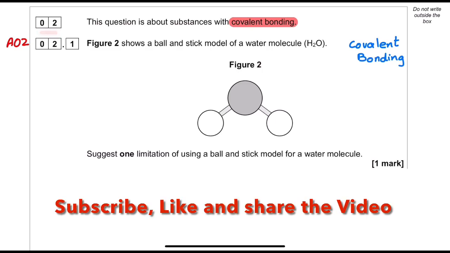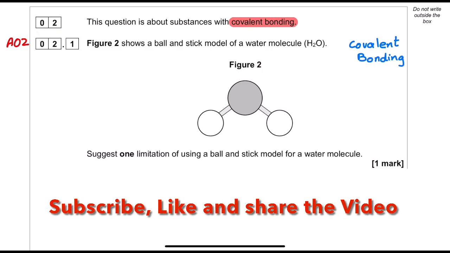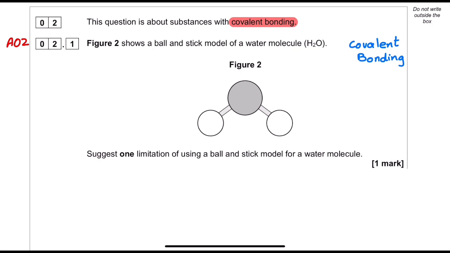Question number 2. This question is about the substances with covalent bonding. 2.1 is an A2 question. The student needs to apply their knowledge from covalent bonding. Figure number 2 shows a ball and stick model of a water molecule, H2O. So this is hydrogen and oxygen that is present.